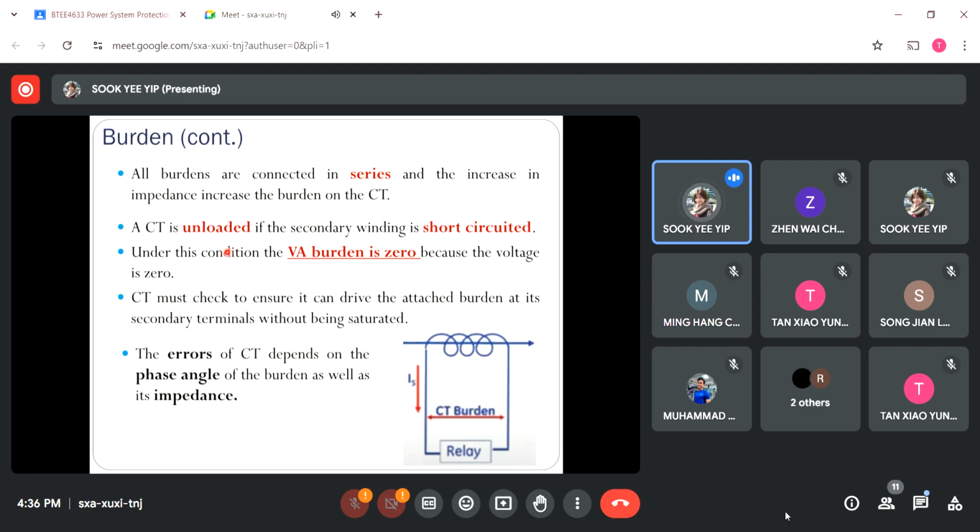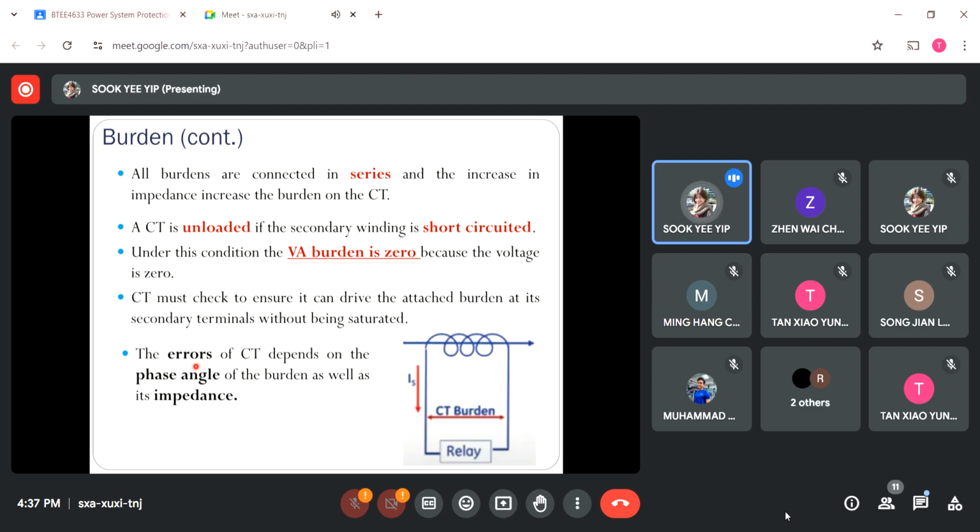All right, so the current transformer being used has to be cross-checked to see if it is able to drive all the attached burden at its secondary side without turning into the saturation zone, even under fault conditions. So the error of the current transformer depends on the total burden, remember? We can also say the error also depends on the phase angle of the burden as well as its magnitude, right?